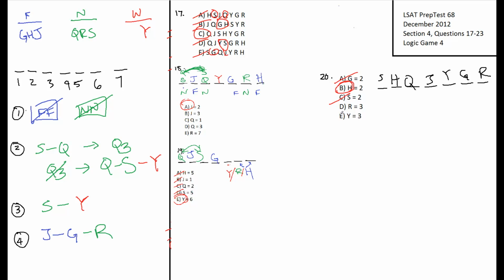The rest of these are a little more straightforward. R being 3 means that J is 1 and G is 2, and these are together. Can't have that. Y in 3 means that Q is not 3, which means that Q is before S, and S is before Y, and that puts Q and S together. And so that's also not right. And so therefore answer choice B, we've proven to ourselves, is the correct answer here.